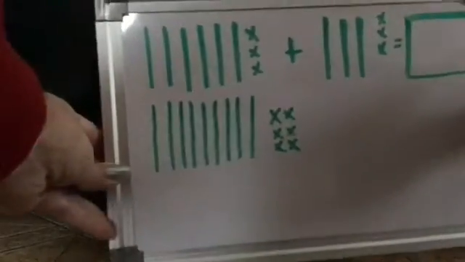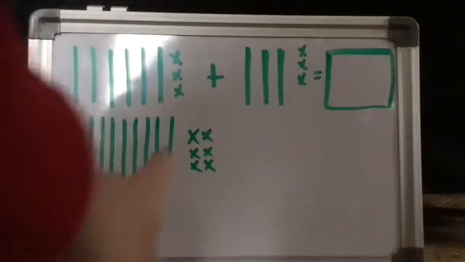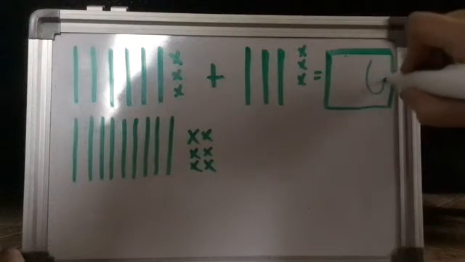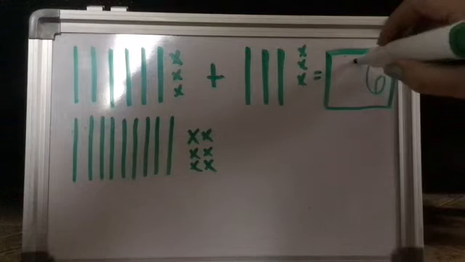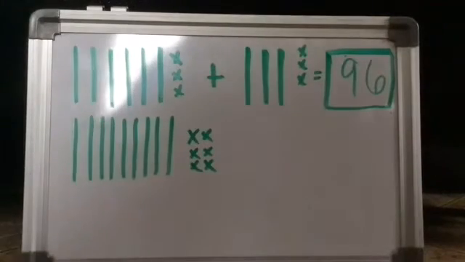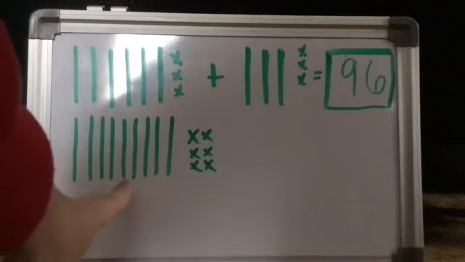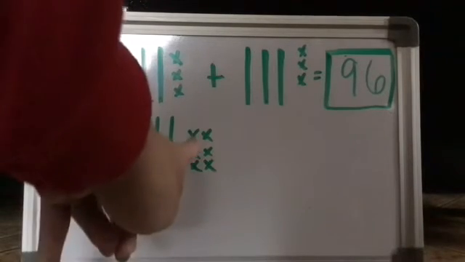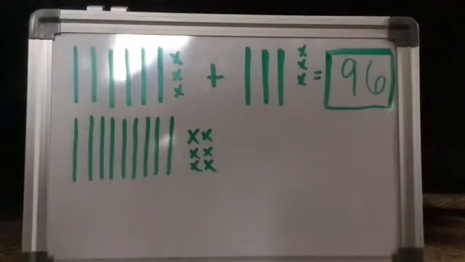All right, so here's my answer in base 10. I have my 6 cubes, which is my 6 in the ones place. And then I have my 9 rods, which means 9 in the tens place. And what does it equal? 96. Awesome. 10, 20, 30, 40, 50, 60, 70, 80, 90, 91, 92, 93, 94, 95, 96.